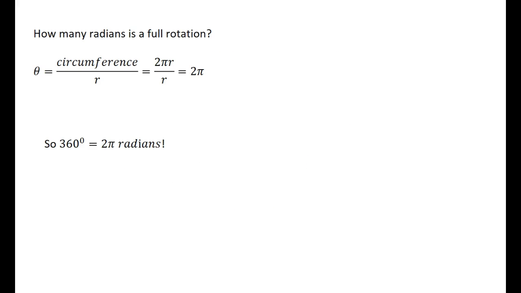So how many radians is all the way around a circle? So let's say that I start here and I go all the way around to there. How many radians would that be? Well, all the way around is the circumference, which is 2 pi r, and so that's s, and we're dividing by r. So what happens is the r's cancel, and a full rotation is always 2 pi radians. So that means that 360 degrees is 2 pi radians.